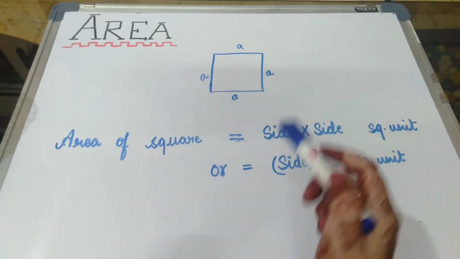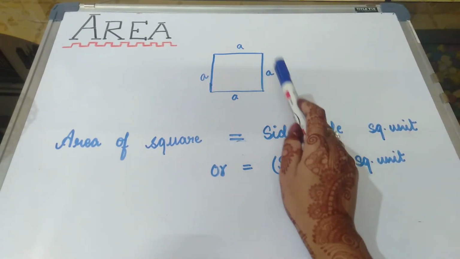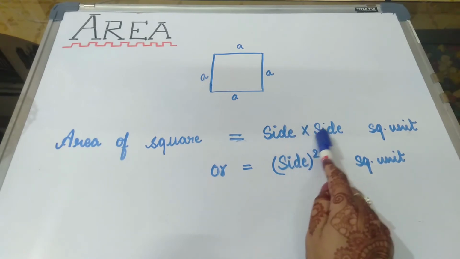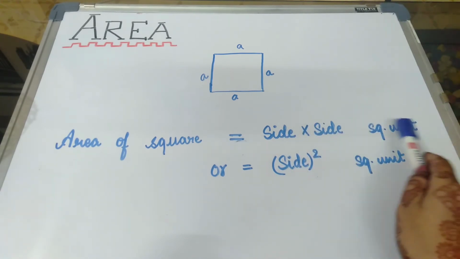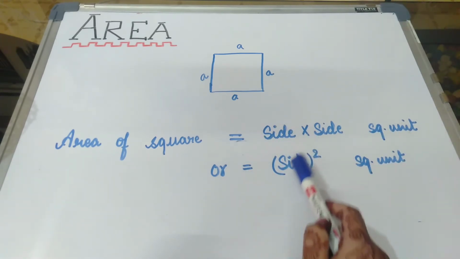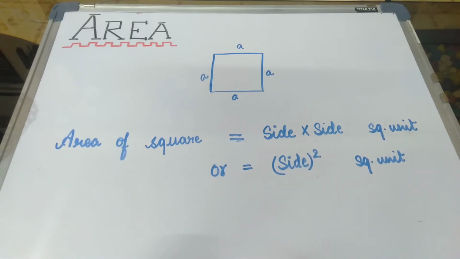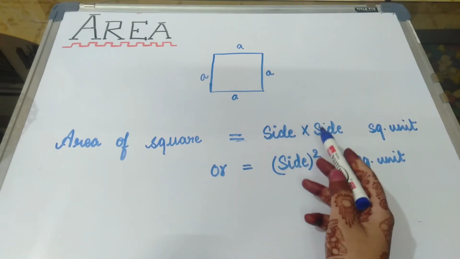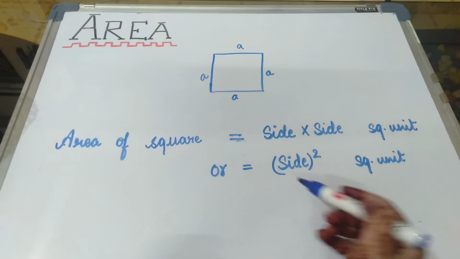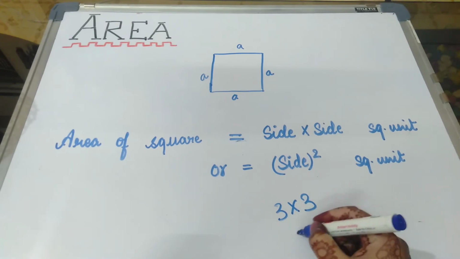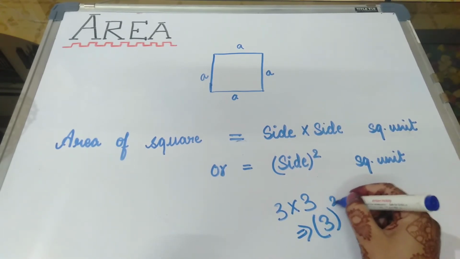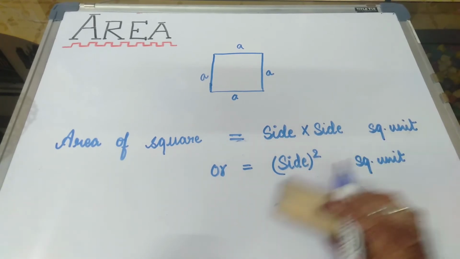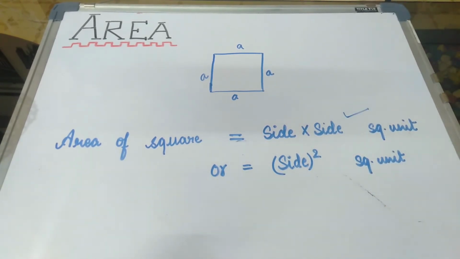So this is a square. As you all know, a square has equal sides, all the sides of the square are equal, so the area of a square will be side into side. Whatever the unit will be, we will write the area in square unit. We can write this formula like this also, side square. Whenever we multiply the same thing two times, we can write that in the form of a square. Suppose I am multiplying 3 into 3, I can write this as 3 square also. 3 square means you have to multiply 3 two times. So if you want, you can write this formula only.